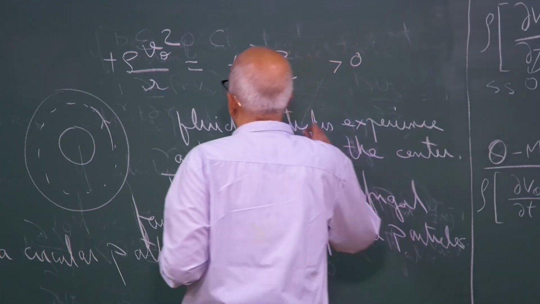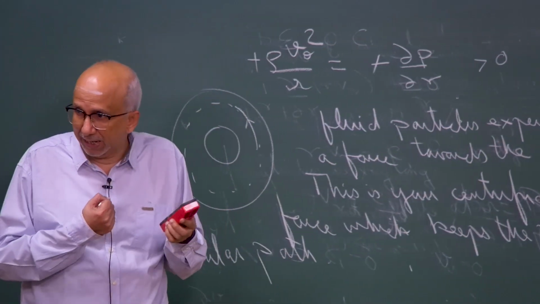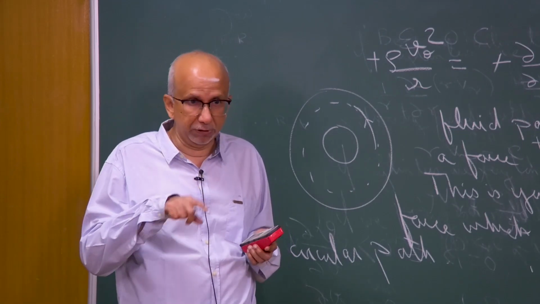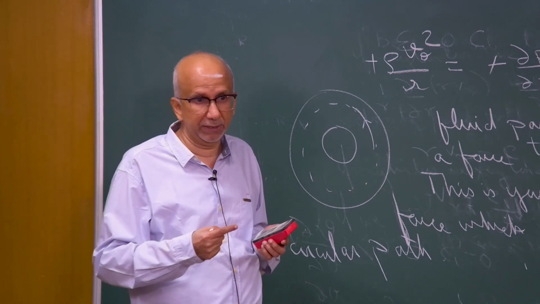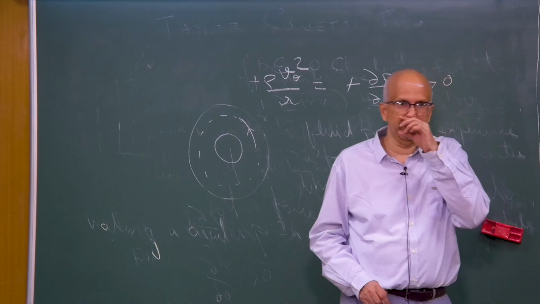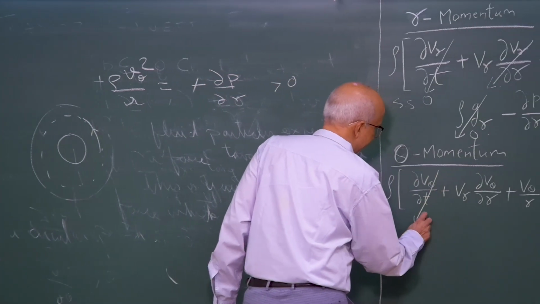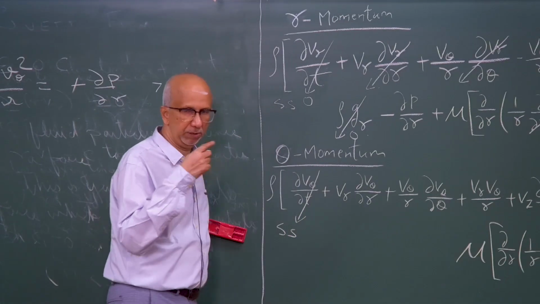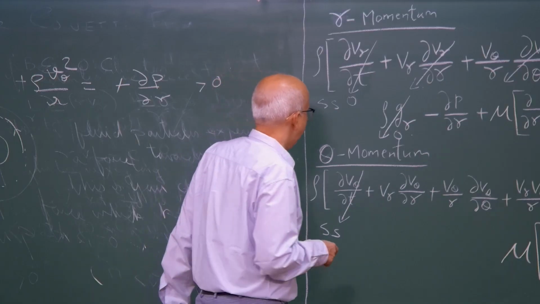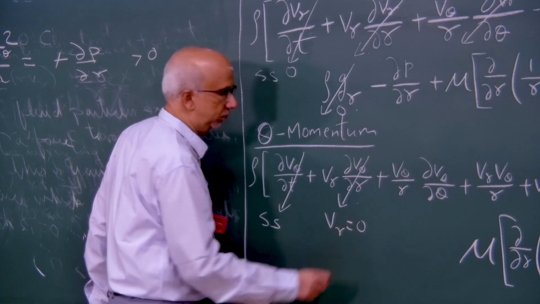Now, this is the information which I have. So, although I am not applying any pressure in the radial direction, the centrifugal forces are generating my pressure gradient. Now, the theta momentum equation is going to give me, at steady state, this is 0. Remember, v theta is not 0, there is an angular velocity. This is 0 because Vr equal to 0.